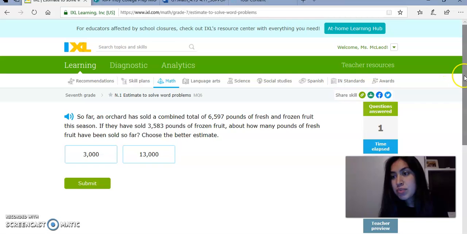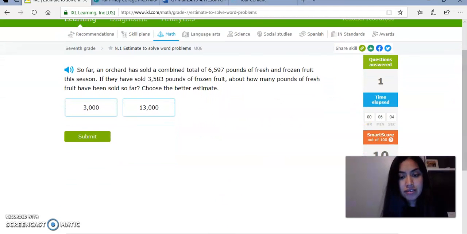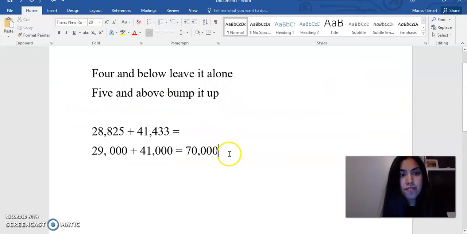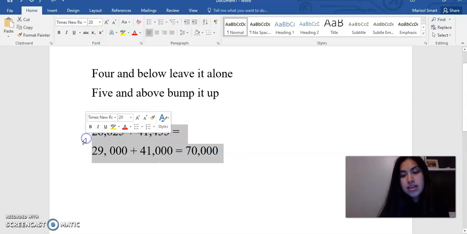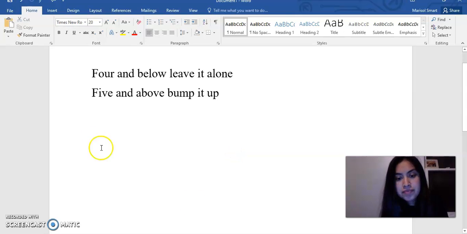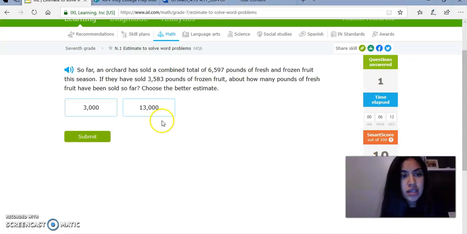Let's go on to the next example, and we're going to use the same principle of rounding, using our little riddle of 4 and below, leave it alone. 5 and above, bump it up. So it says, so far an orchard has sold a combined total of 6,597 pounds of fresh and frozen fruit this season. If they have sold 3,583 pounds of frozen fruit, about how many pounds of fresh fruit have been sold so far?